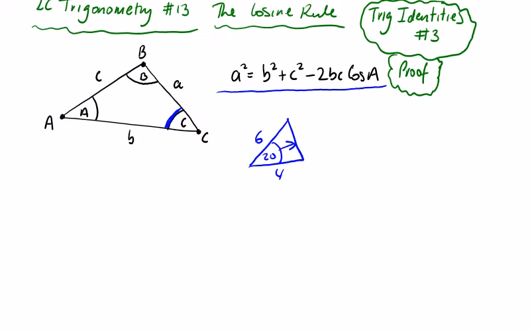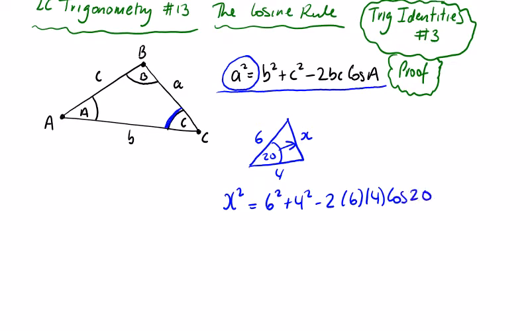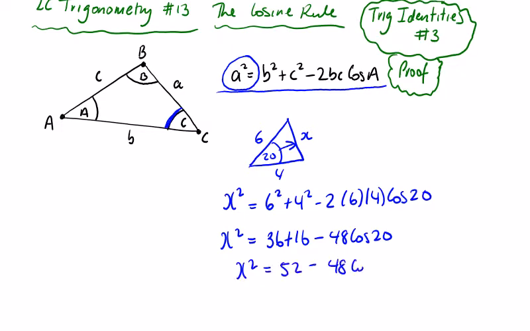So let's see, can we find this side x? This letter here at the beginning of the formula is always the side opposite the angle. So if we fill this information into the formula, x squared is equal to 6 squared plus 4 squared minus 2 by 6 by 4 by the cos of the angle 20. So we can simplify this down. x squared is equal to 36 plus 16 minus 48 cos 20. So x squared is equal to 52 minus 48 cos 20.